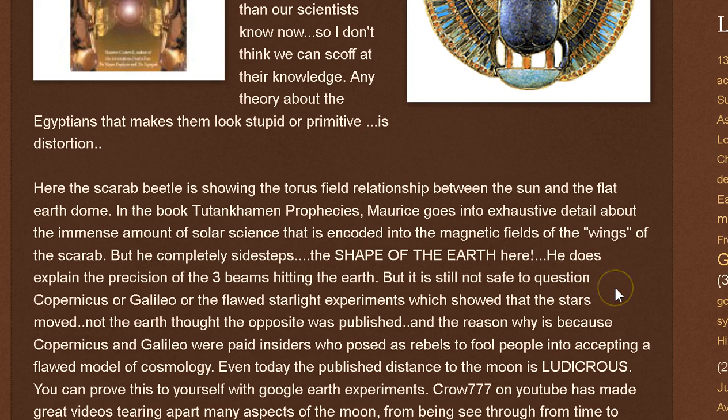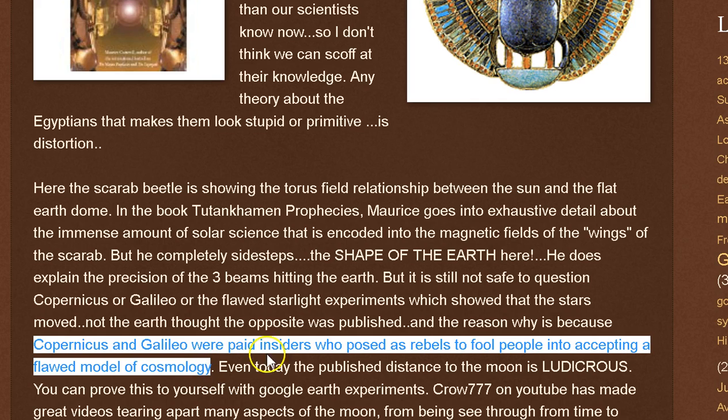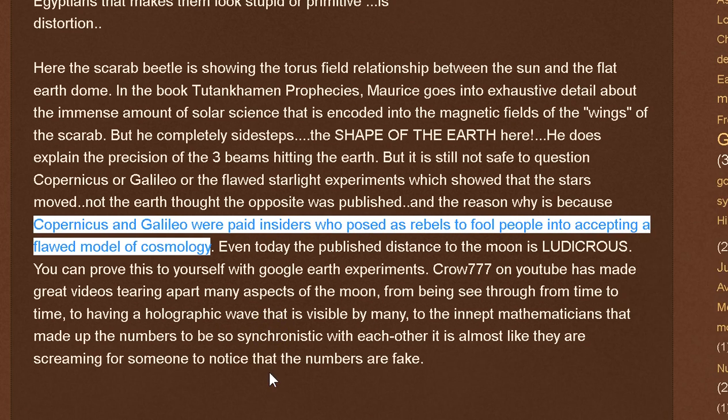But it is still not safe to question Copernicus or Galileo or the flawed starlight experiments which showed that the stars moved, not the Earth. Though the opposite was published, and the reason why is because Copernicus and Galileo were paid insiders who posed as rebels to fool people into accepting a flawed model of cosmology. Even today the published distance to the moon is ludicrous. You can prove this to yourself with Google Earth experiments.